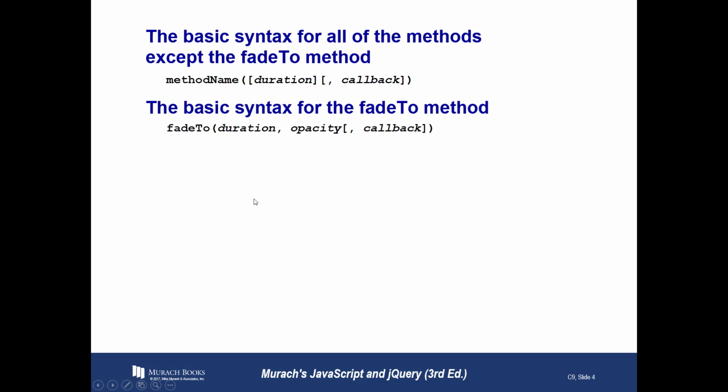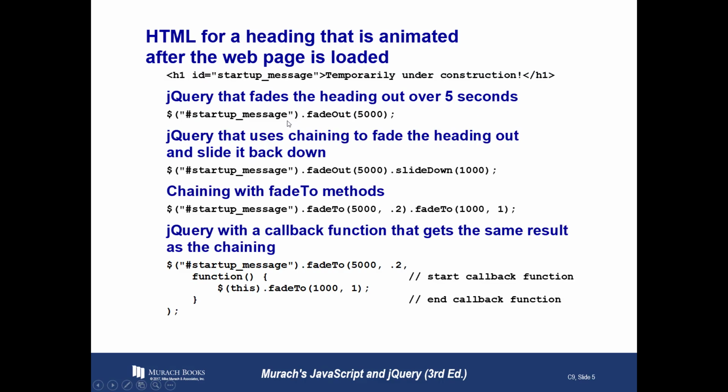As it says, the basic syntax for these methods is all the same. You call the method name, you say how long. There are some predefined values. I think it's usually slow, fast, and medium. You can also add a callback function, which means after the fade or whatever happens, you can call a function to do something. This is the fadeTo. Why would you want to use that? Notice there's an opacity. So if you wanted something to be very opaque and then become transparent over time, or vice versa, you could use the fadeTo.